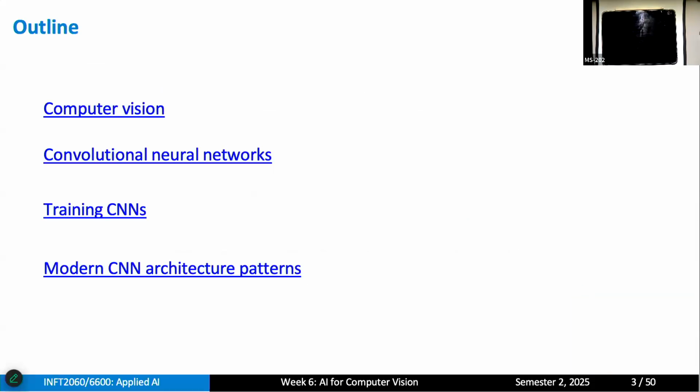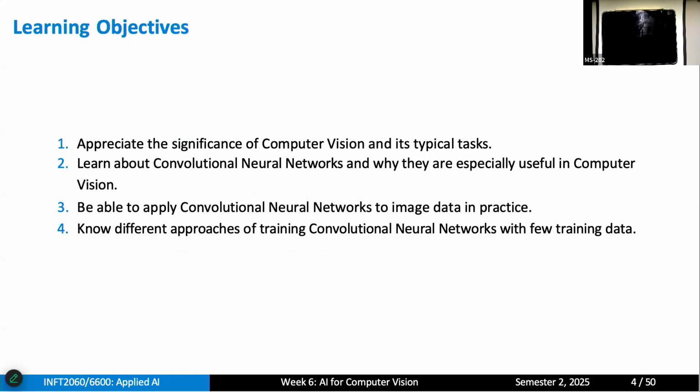All right, so the outline for this week: we talk about computer vision. We talk about the convolutional neural network utilized in computer vision. And then we talk about how to train the convolutional neural network, CNN, okay? And what the modern CNN architecture pattern is.